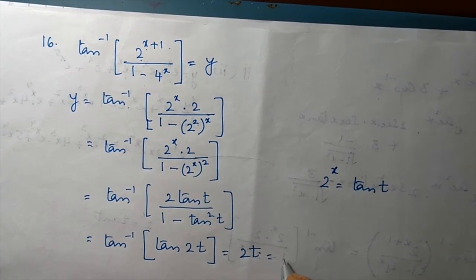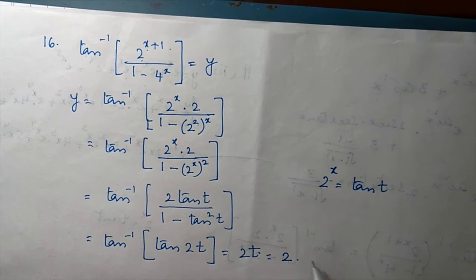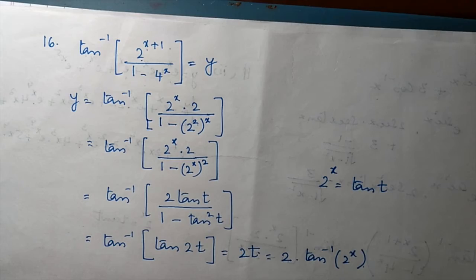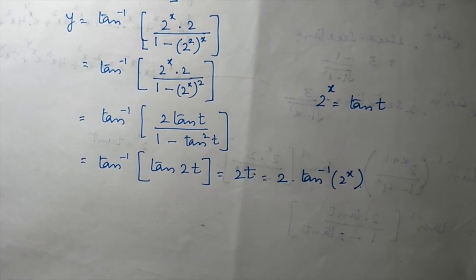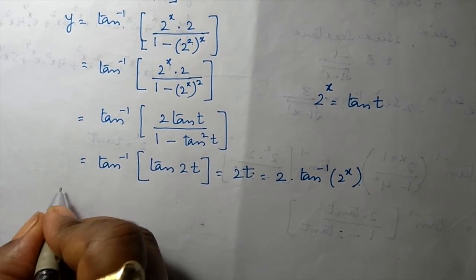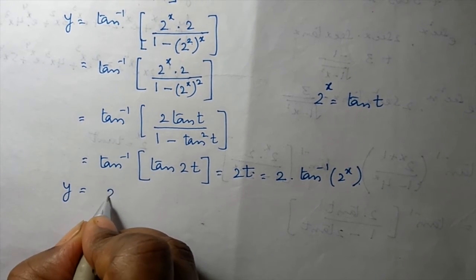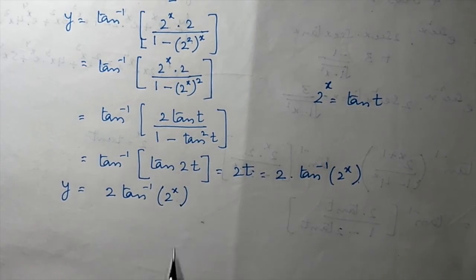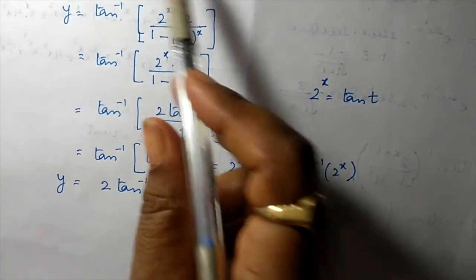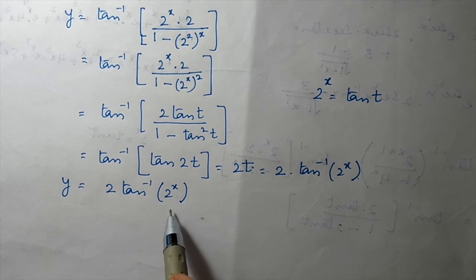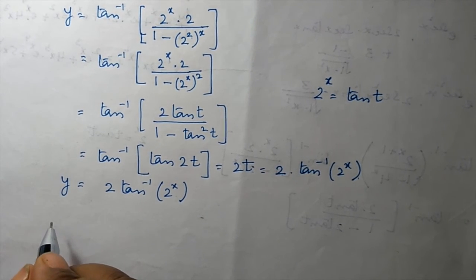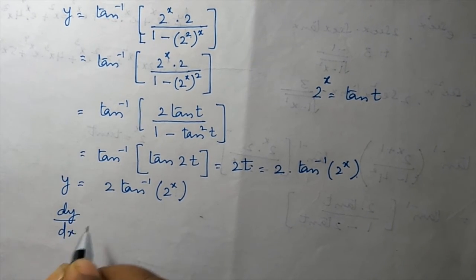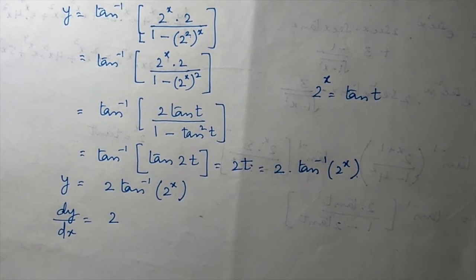And you know now 2 times t from here would be 2 tan inverse of 2 to the power of x. Okay, now I have the statement as y is equal to 2 tan inverse of 2 to the power of x. So the question which was given to me in this form has now been simplified to this form, and I can now differentiate easily. dy by dx equals 2 remains as such.